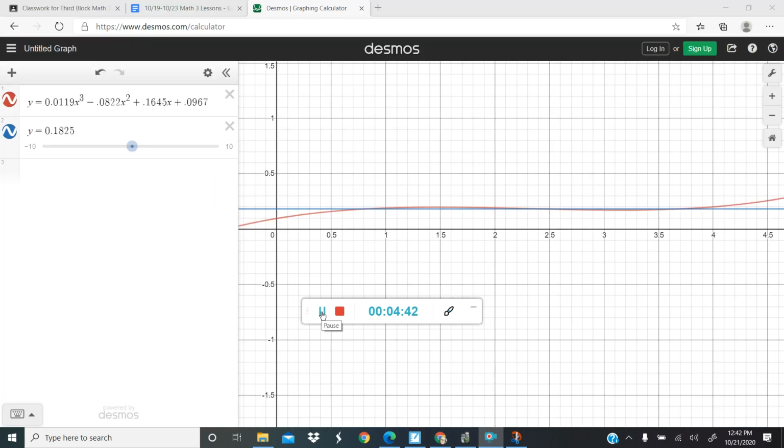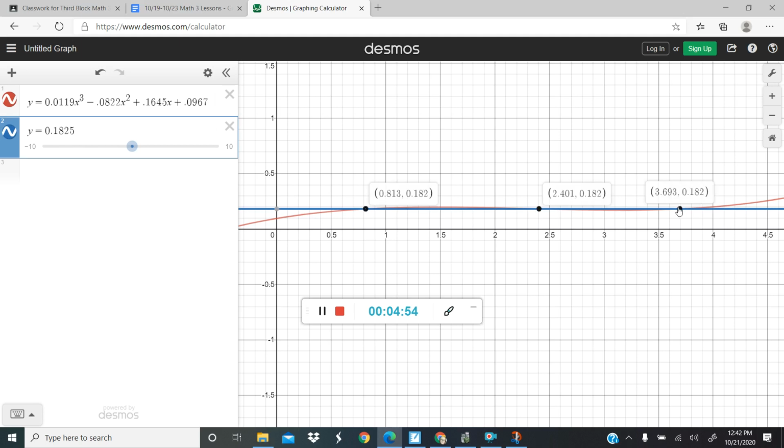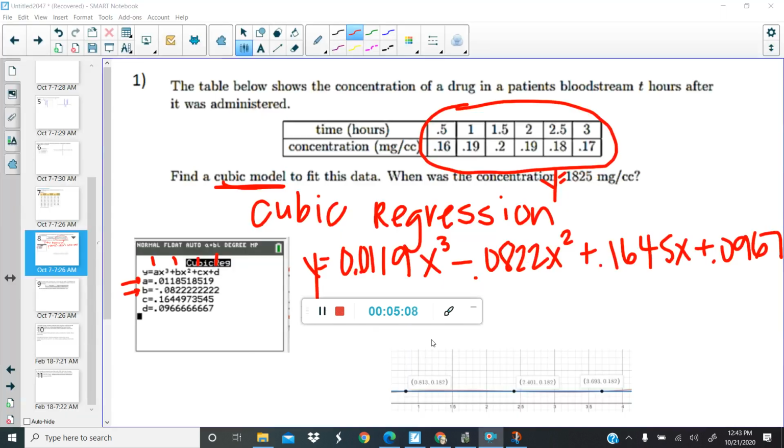Okay, so I graphed our equation on Desmos, and then I zoomed in a little bit because it was a little bit hard to see my intersections with y equals 0.1825, but I can still find them. So I'm going to go through and click on all of my intersections, and for when is the dosage 0.1825, it's going to be at all of these x values. So 0.813, 2.4, and 3.6. So I'm going to copy this into our notes as well.